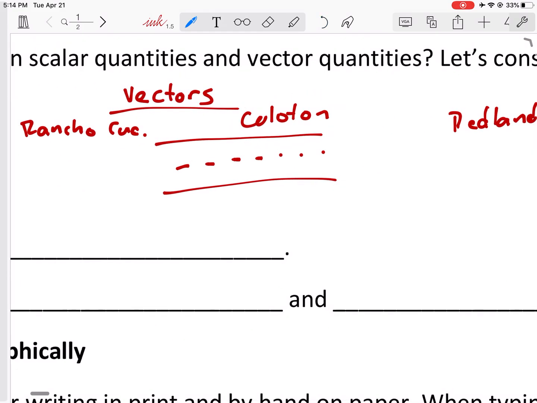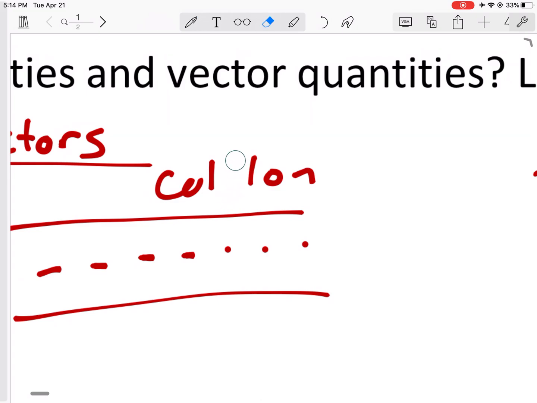I totally spelled Colton wrong. Colton? What's wrong with me? Colton.